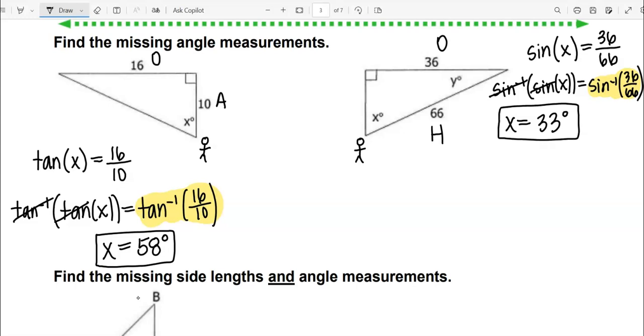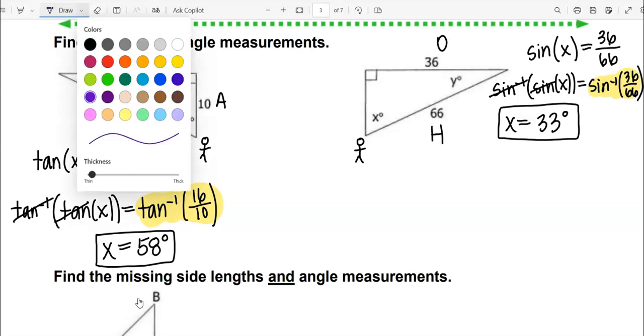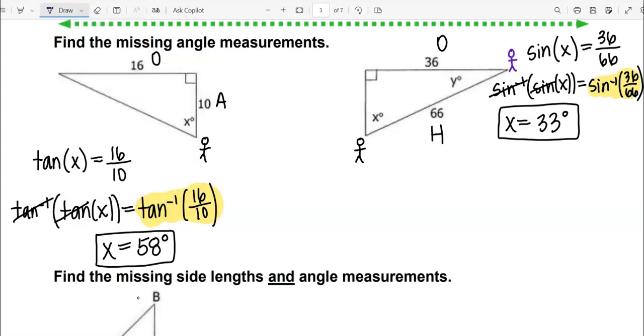How could we find y? We could do the same thing. Yep. So let's put our little man, I'll do this one in purple. We'll have to change our little man to where y is, which changes what? Does the hypotenuse change? No. The hypotenuse doesn't change. But 36 changes to what? Adjacent. And which trig function uses adjacent and hypotenuse? Cosine. So we'll have cosine of y is equal to adjacent side 36 divided by hypotenuse 66.